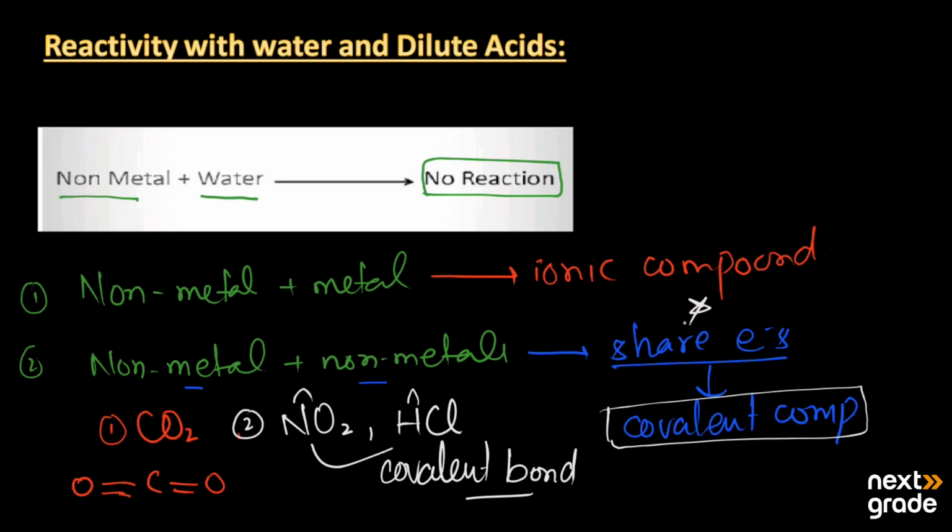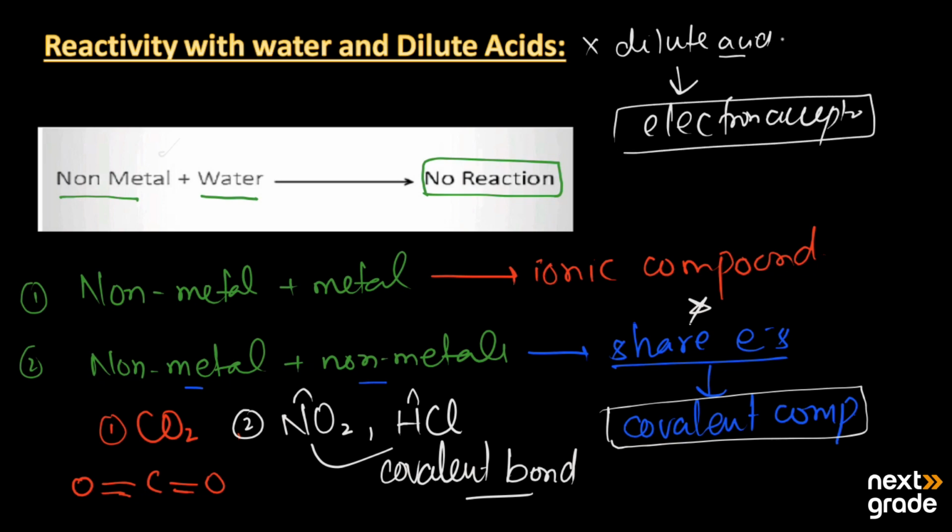So this is the simple reactivity of non-metals with water and dilute acid. They also do not react with dilute acids, and this is due to one reason: non-metals are themselves electron acceptors, not electron losers. That's why they do not react with dilute acids. The dilute acids we have are HCl, H2SO4 and acetic acid.